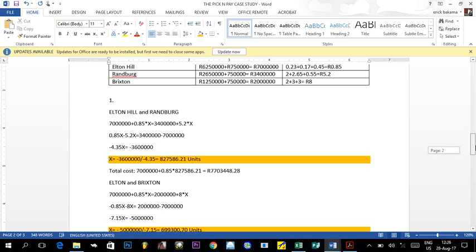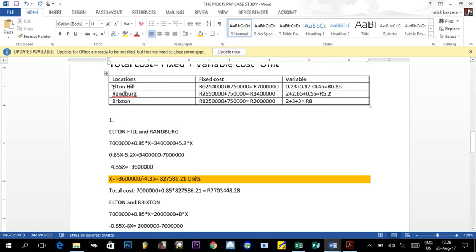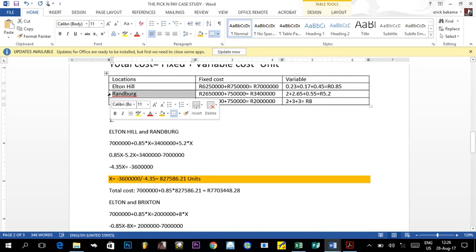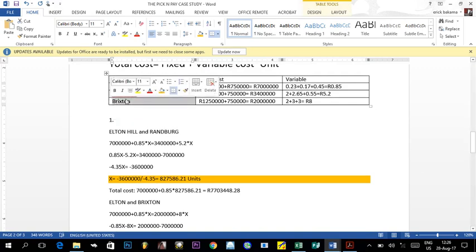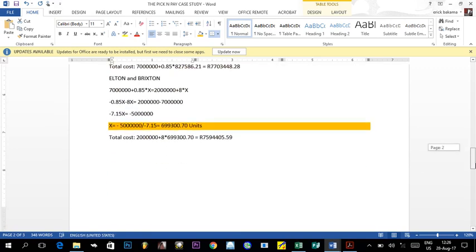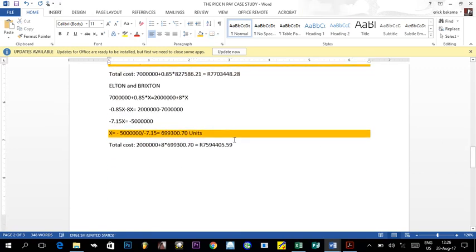Now finally, we did the number of units that will make Elton and Randburg equally attractive. We also did Elton and Brixton, and the only one that will be left is now Randburg and Brixton. Now we need to calculate the total number of units that will make Randburg and Brixton equally attractive.